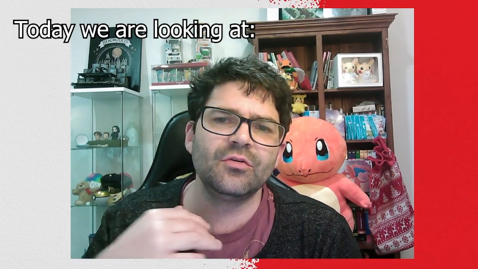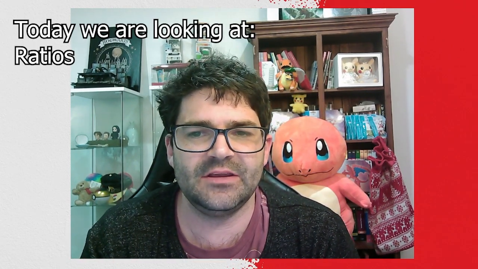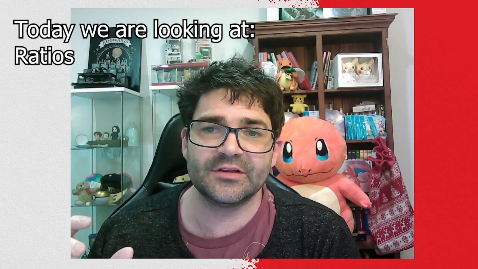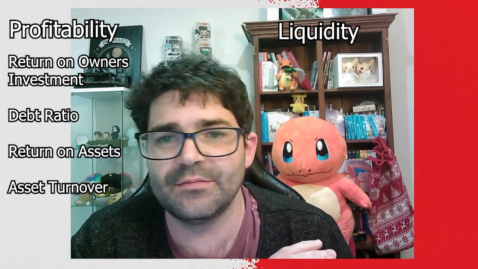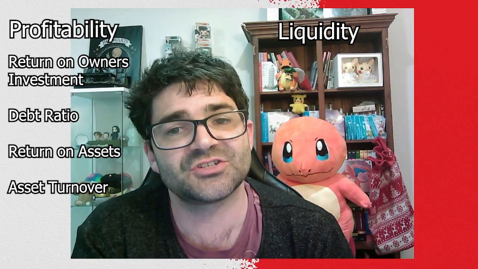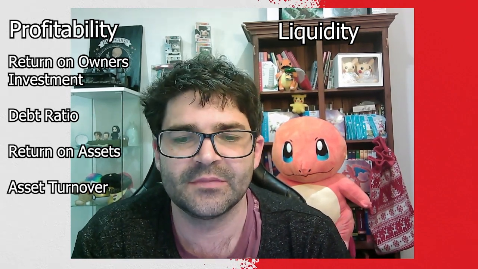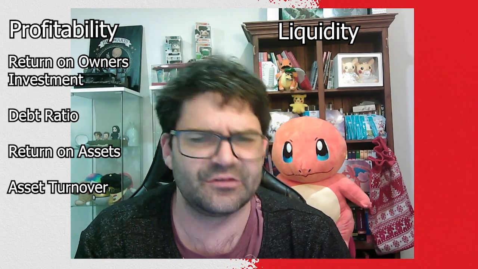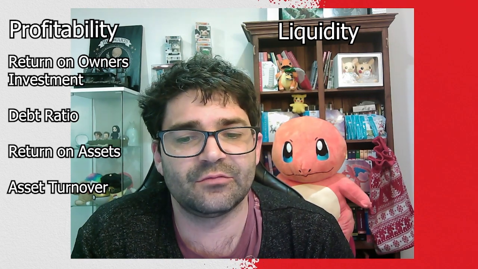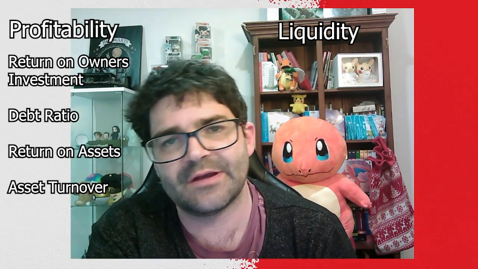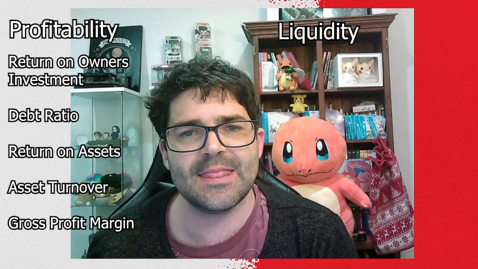So we're going to look at ratios, and we're going to divide them up into profitability and liquidity. From the profitability side, we're going to have return on owner's investment, debt ratio, return on assets, and asset turnover, which measure how profitable we actually are as a business. And this mostly relates to risk reward and essentially earning revenue. On the other side, we're also looking at expense control, which will be represented by gross profit margin and net profit margin.